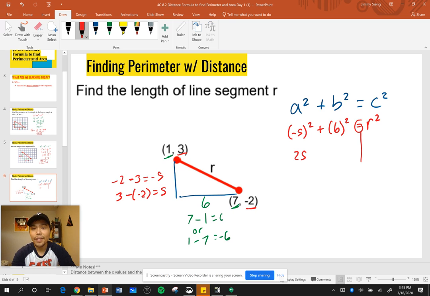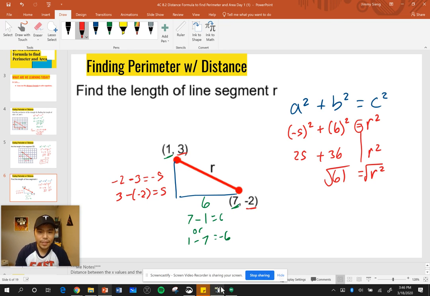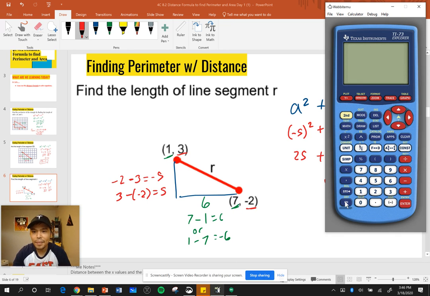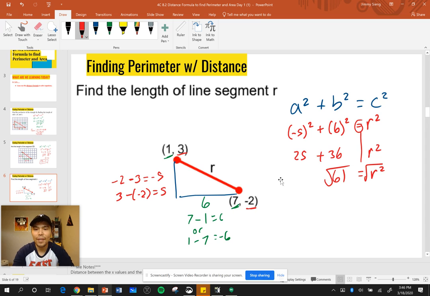Let's keep going. So now I got 25 plus 6 squared is 36, and that's equal to R squared, okay? We put those two together, we get what, 61? I get 61 is equal to R squared. Last thing is square root. Well, what's the square root of 61? Okay, let me pull up this calculator again. There it is. I'll go second squared to get the square root of 61. That's going to give me 7.81, okay?